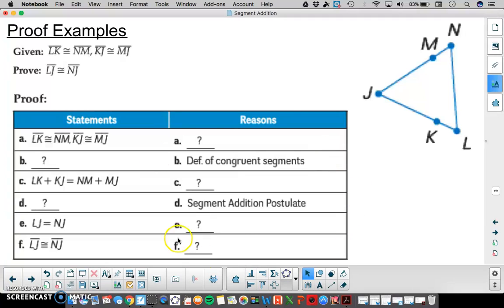You're going to do the same thing here. Given that LK is congruent to NM and KJ is congruent to MJ, prove that LJ is congruent to NJ. So fill in the missing statements and reasons in this proof.